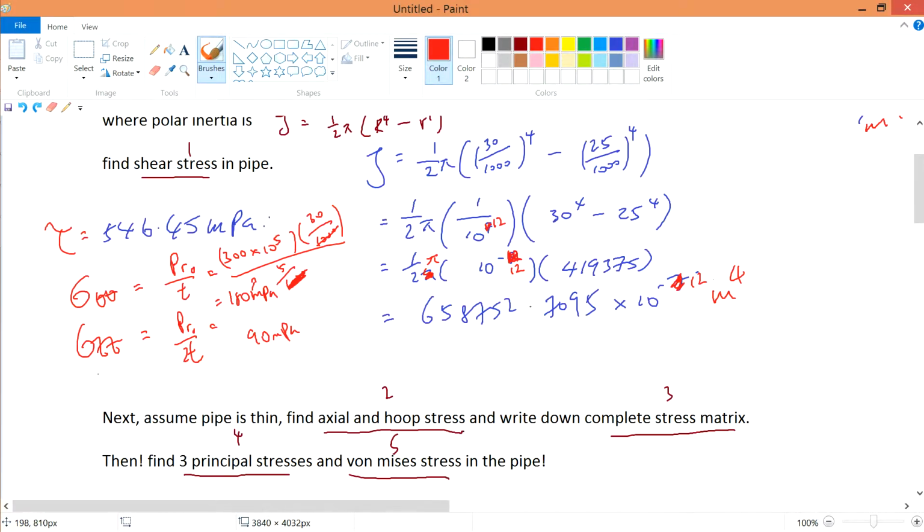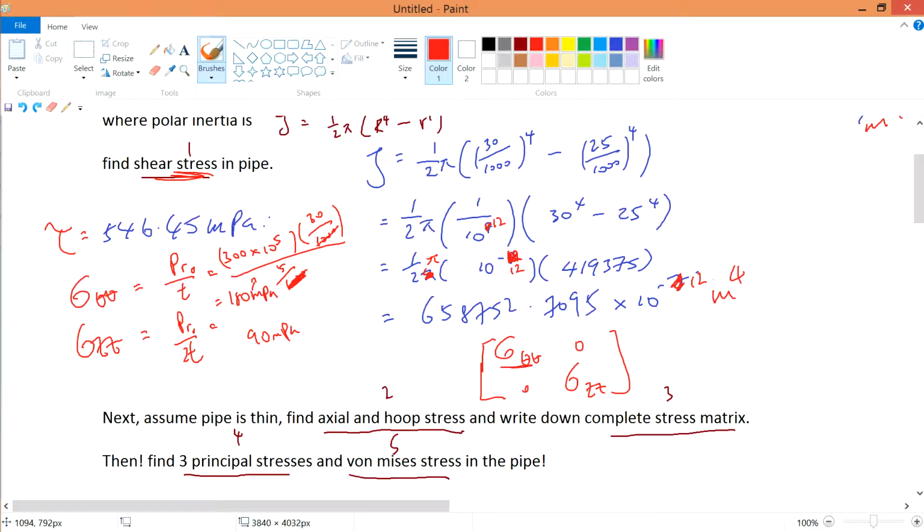This is my axial stress, and this is my hoop stress. Now write down the complete stress matrix. We have a shear stress now, and we know our stuff over here, so we complete the stress. I'll have sigma 1 1, sigma 2 2, 0. Sigma theta theta and sigma zz are your hoop and axial stress over here.